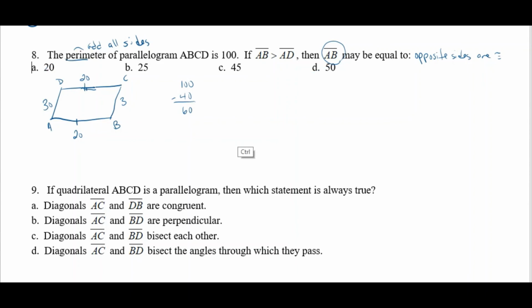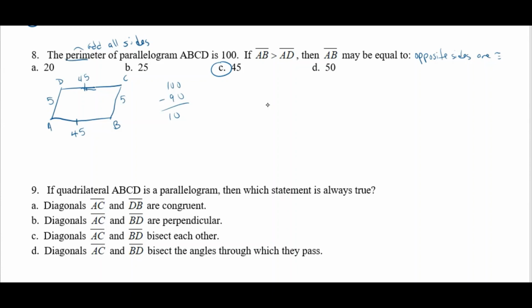Okay, so what about 25, right? That means we choose 25. So if we choose 25 and 25, that's 50. So that means we have 50 left over, which means these all have to be 25, but that's still not true, right? So our answer has to be C, 45. So if this is 45 and this is 45, I've used 90 of my 100. So by subtracting, we'll be left with 10, and that means BC and AD would have to be 5, which is possible. So choice C would be the correct answer.